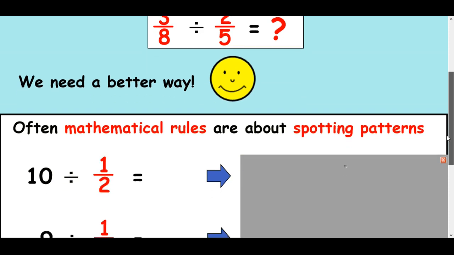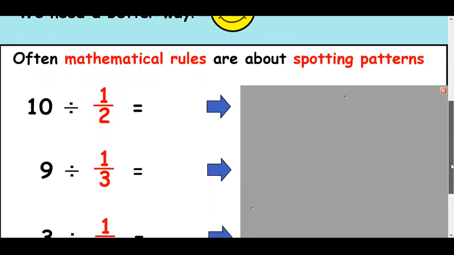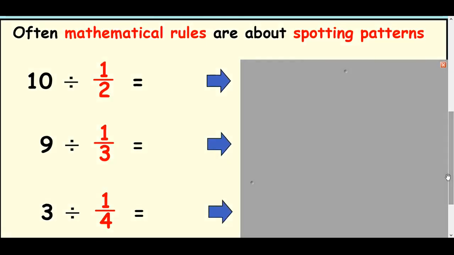Now in maths, techniques are usually about spotting patterns. So let's have a look at this idea. Let's try and spot a pattern with some easy examples and then apply that to more tricky examples. This is quite often the rules in maths that work for us. So let's think how many halves make up 10.